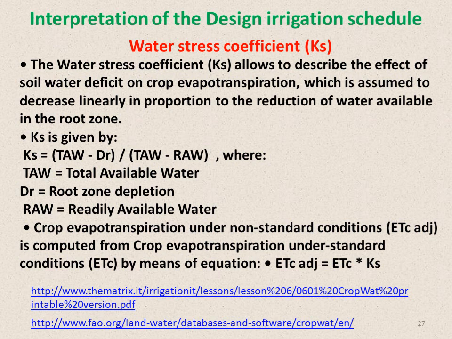Water stress coefficient Ks equals total available water minus root zone depletion, which is stored in a standard table in the software CropWat. RAW is the readily available water. The water stress coefficient Ks allows to describe the effect of soil deficit on crop evapotranspiration.